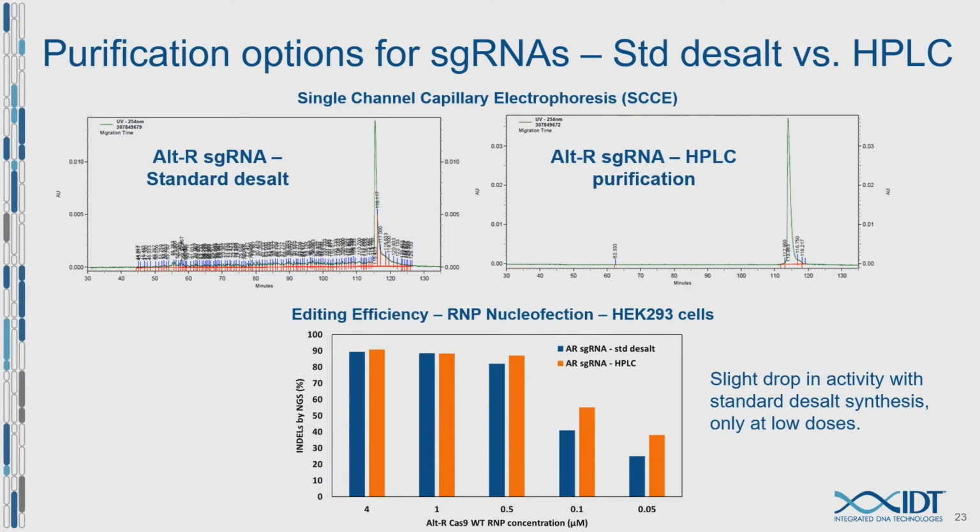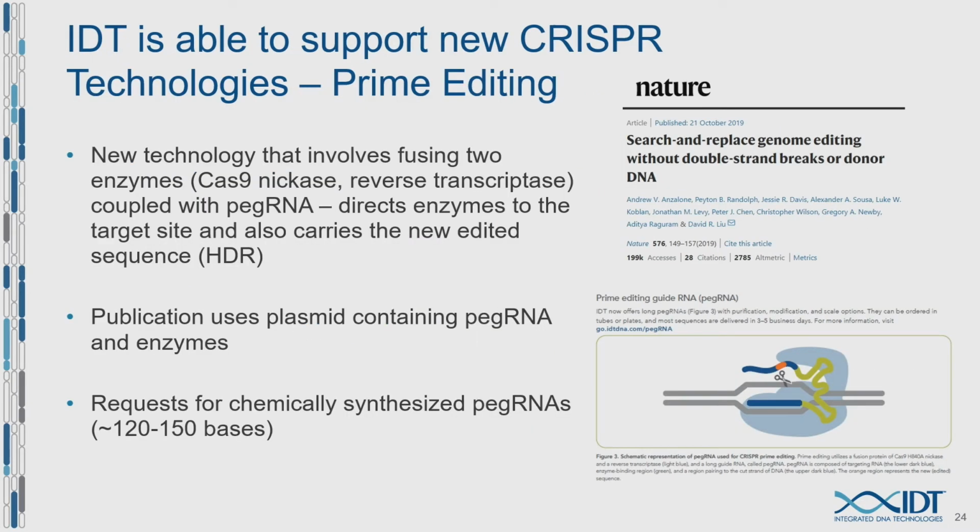And then to look at some data of how these would perform, here we've delivered the standard desalt in blue, and then the HPLC purified sgRNA in orange, and done a dose response of RNP delivery. And it's not until you get really into these low doses that you see a slight difference, again, because you don't have as much full-length material in there. But that standard desalt works very great, and this is a really great screening reagent.